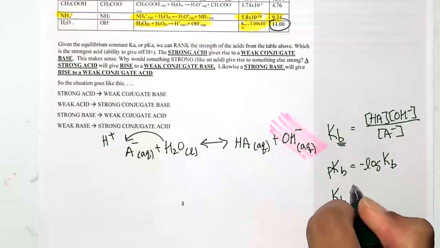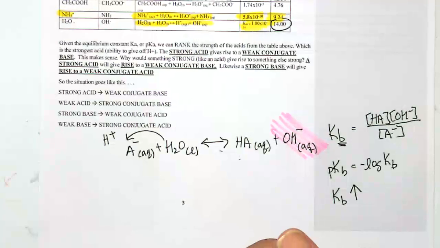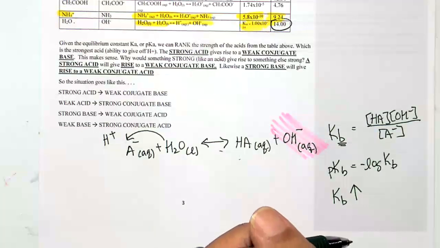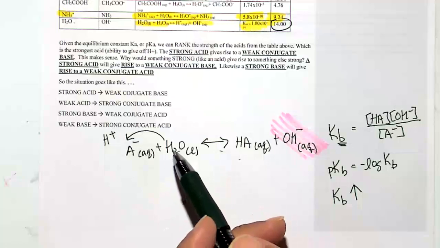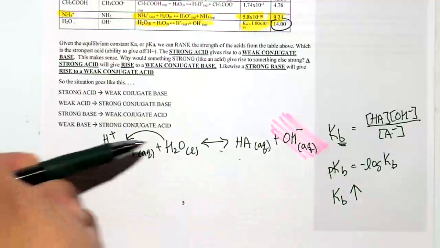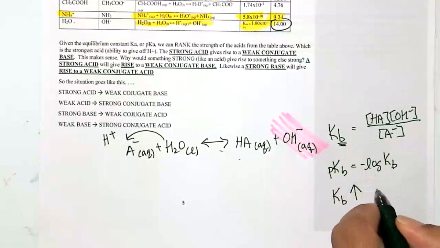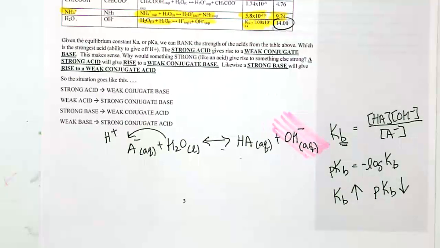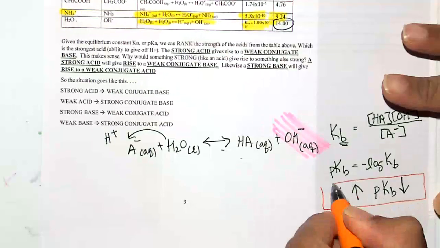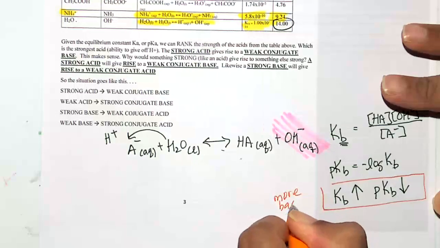And the way this works is if your Kb is really large, that means this equilibrium is favoring the product side. Very large. Imagine if you had $1 million. Okay, you're moving forward. If this Kb value is 1 million, it's moving towards the products. Just by the way the minus log of the math works, the pKb is down. So these are the things that tell us what is more basic.